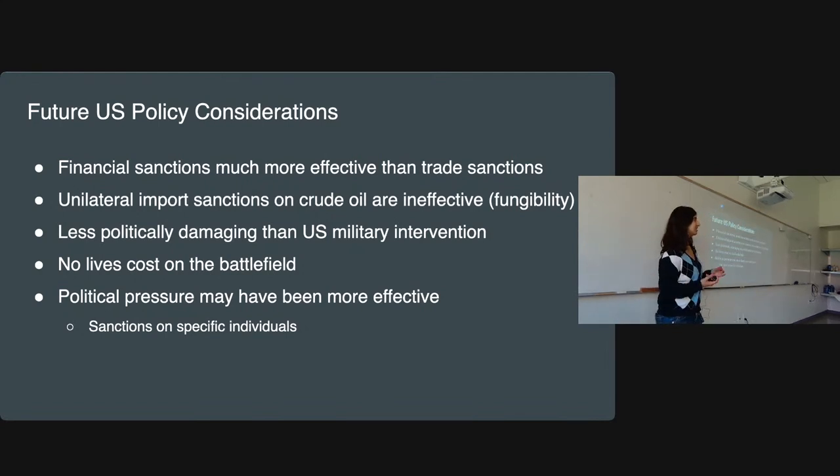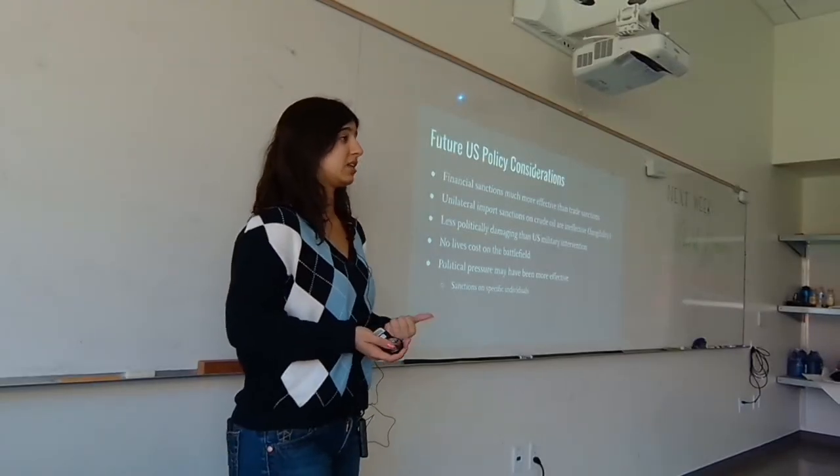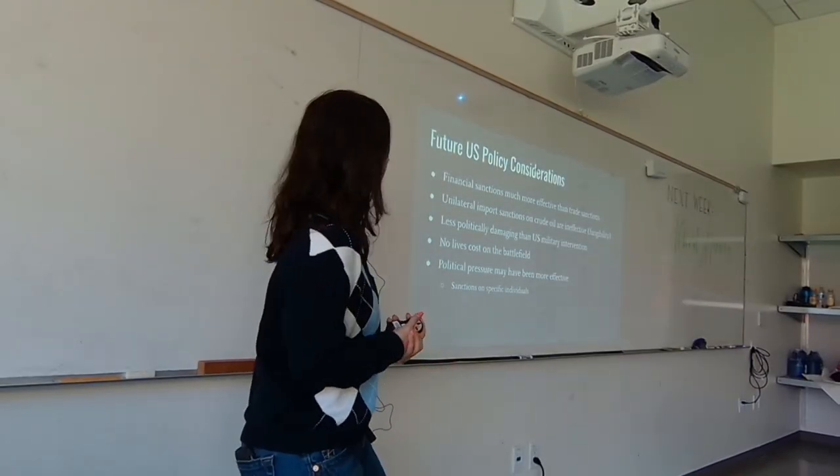Any other good that is also fungible, meaning it can just be replaced, would also be pretty ineffective if it's a unilateral ban, and you need allies to band together to impose an embargo for that to actually work.